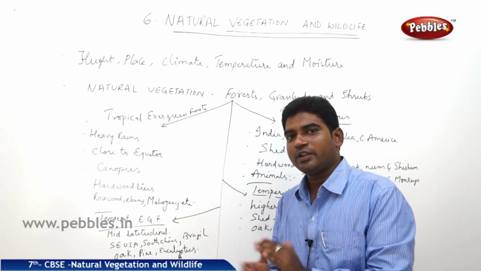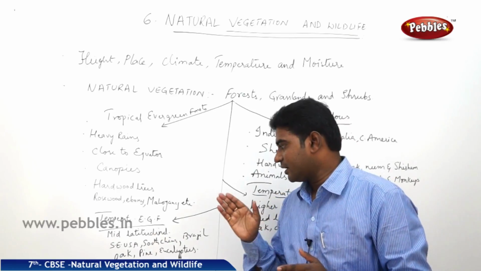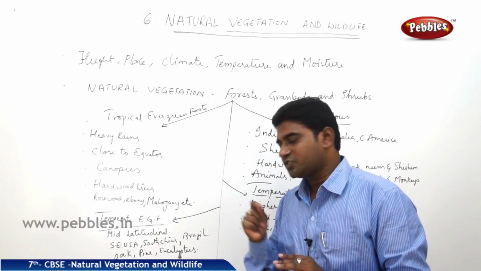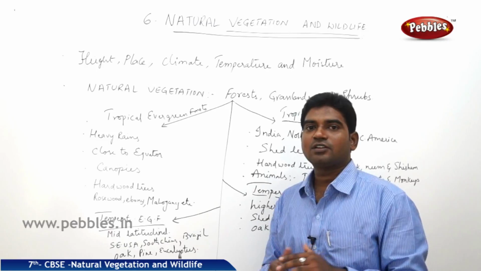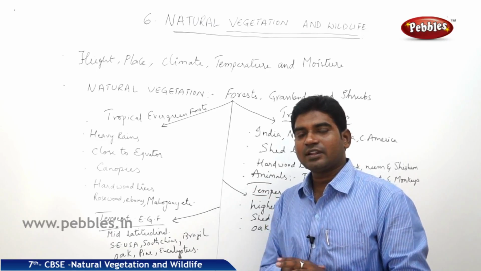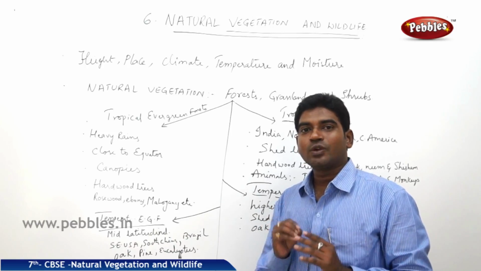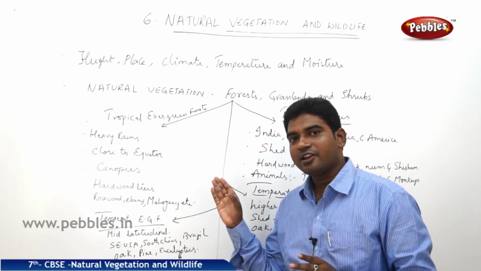These are mostly found in the southeastern parts of the continents, like the southeastern part of the United States of America, the southern part of China and the Brazilian parts. What are the trees that are grown here? The famous trees that are found here are oak, pine and eucalyptus. All these three are found in the temperate evergreen forest.